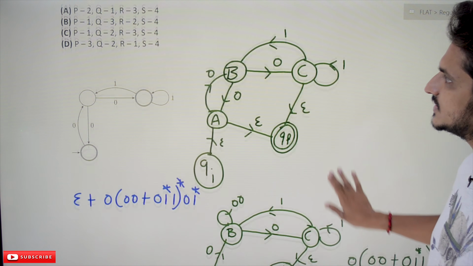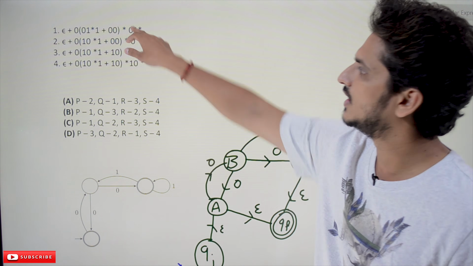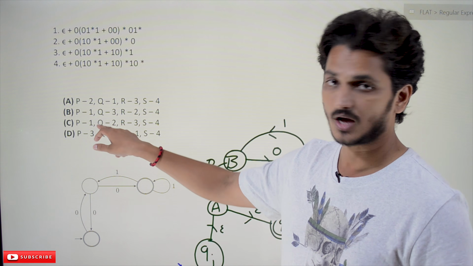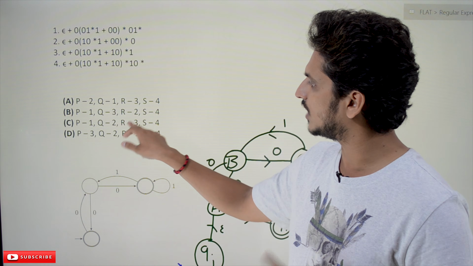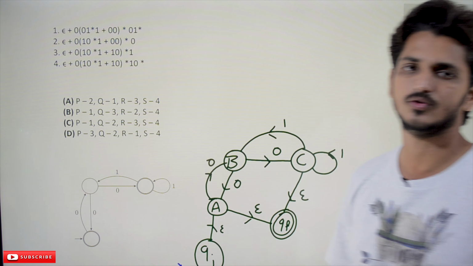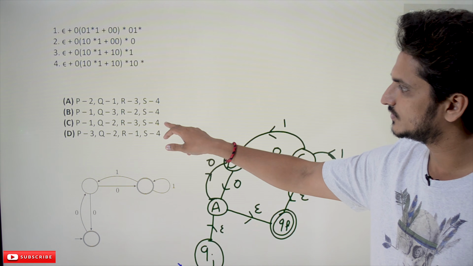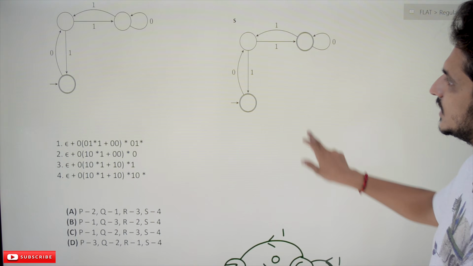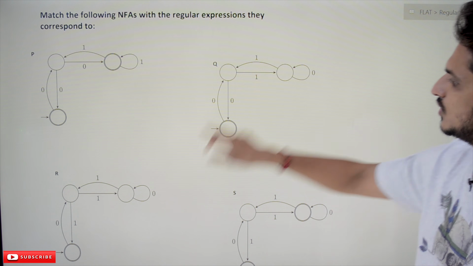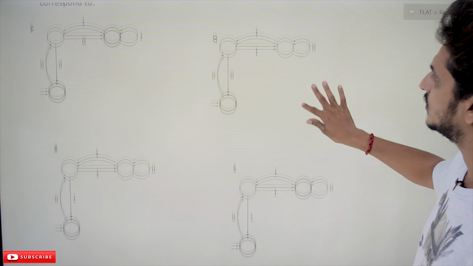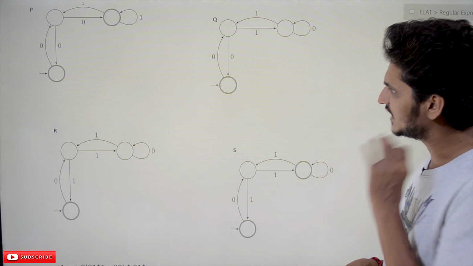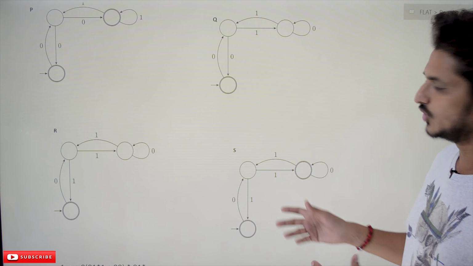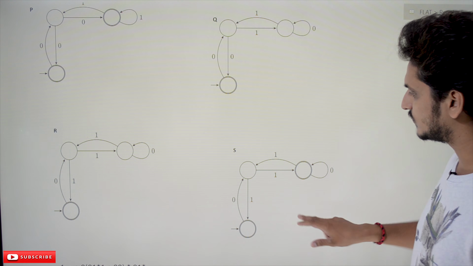This expression is exactly equal to the first one. So P is equal to 1, Q is equal to 2, R is equal to 3, S is equal to 4. Our output is C. This is the output. Do the remaining problems Q, R and S on your own. They are very similar, so there is no need to explain the remaining questions.